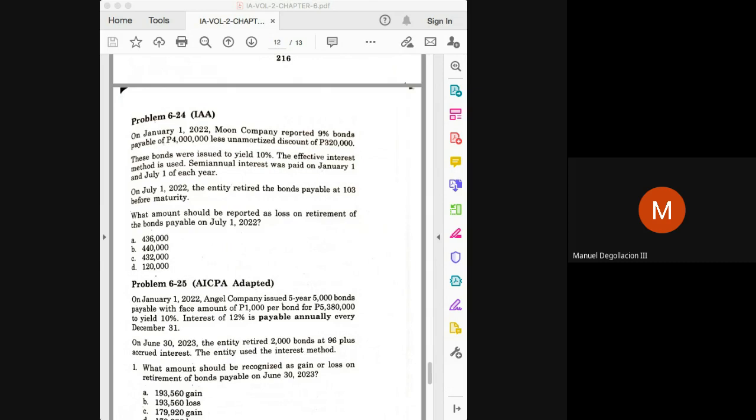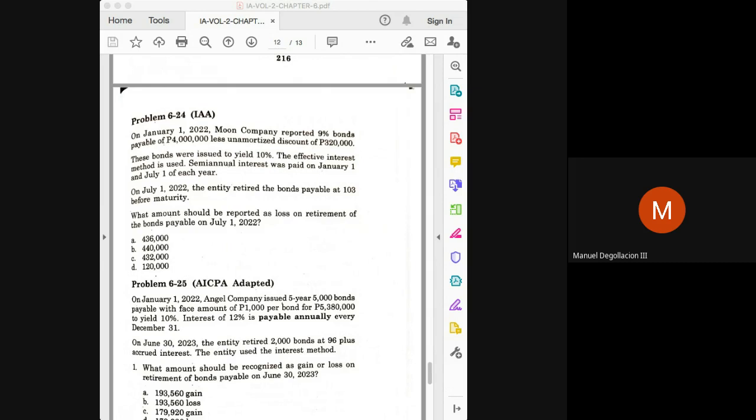Okay. Since we already have the carrying amount, all we have to do is to compare the carrying amount with the retirement price. But before that, alternative solution. How else can we arrive at 3,684,000? We can begin with the previous carrying amount. How much was the previous carrying amount? It was 3,680,000.